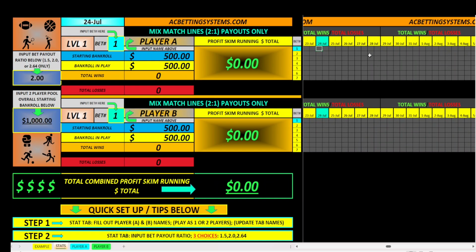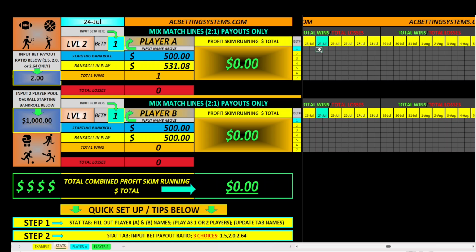So if we look at the calendar, I see bet number 1 here and today's date. So with the win, I plug a 1 in here. I notice immediately my bankroll in play over here has updated with the profit. My total wins has increased to 1, and now I am on level 2.